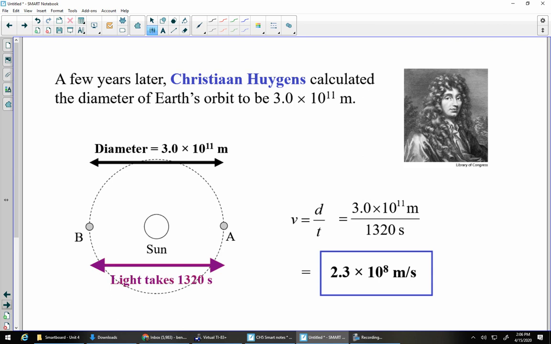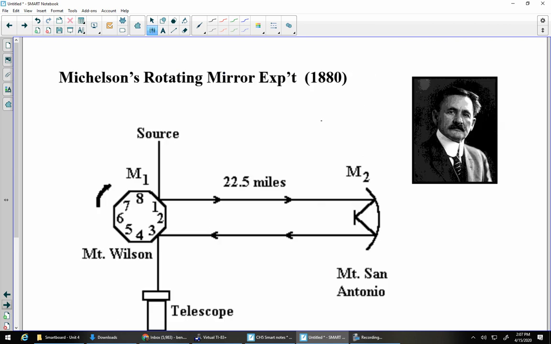Now that's not perfect, right? Our known value right now is 3.00 times 10 to the power of 8, but at least it's in the right order of magnitude, and we're getting very, very close. So pretty cool experiment there. Now the one that we need to spend a bit more time on is Michelson's rotating mirror experiment in about 1880.